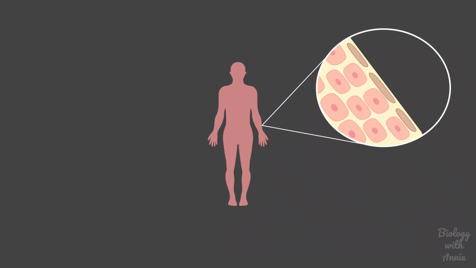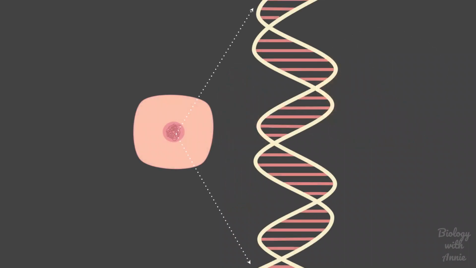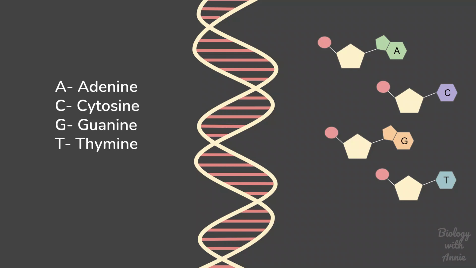Now, to produce new cells for both growth and repair, the DNA within the cell must first replicate. DNA is a molecule that holds the instruction for how cells grow and function. It is made up of 4 types of building blocks called nucleotides. Nucleotides are arranged in a specific sequence to form a long strand.